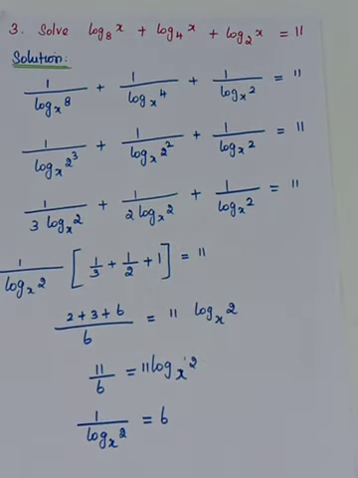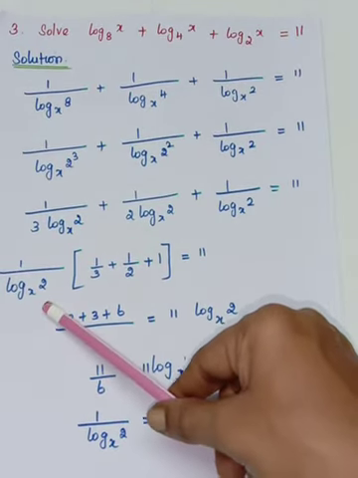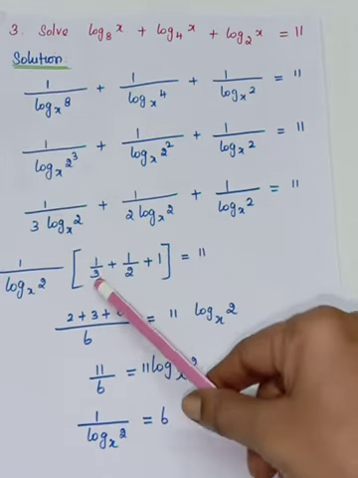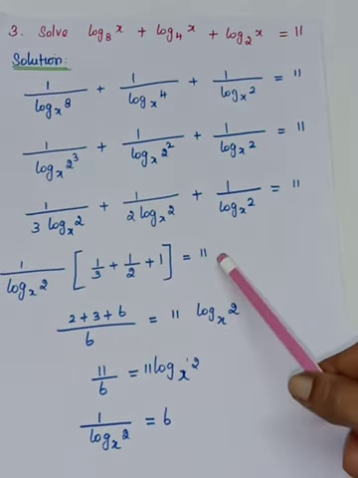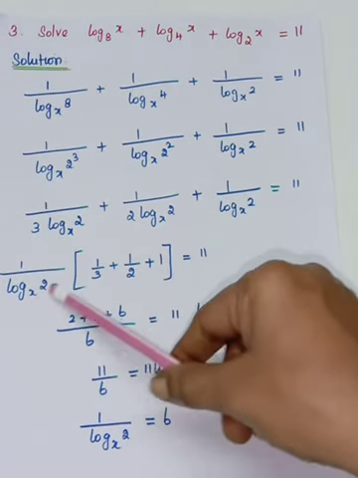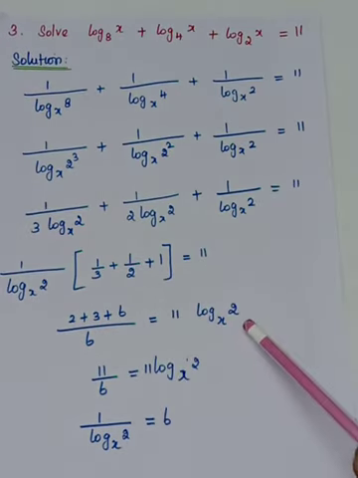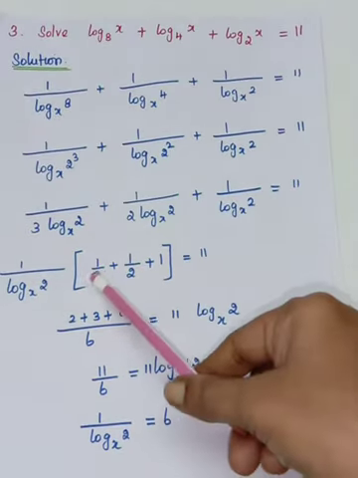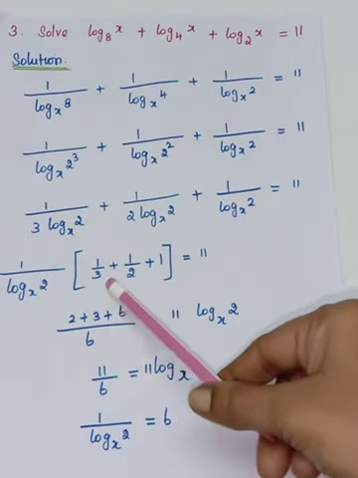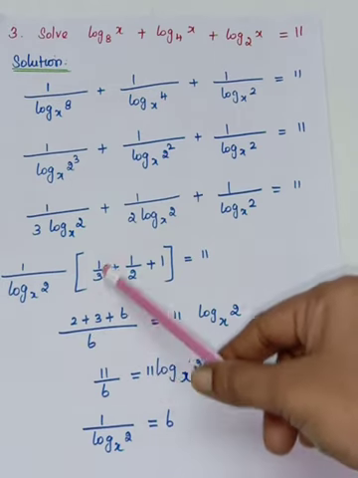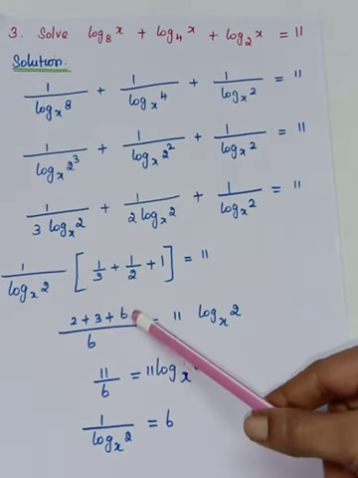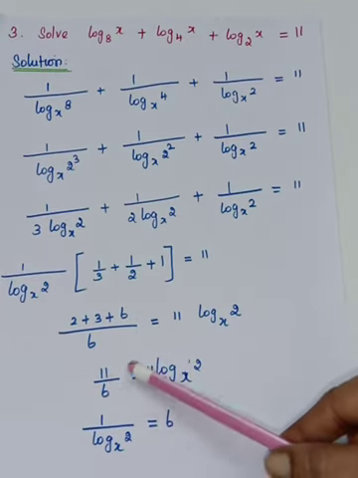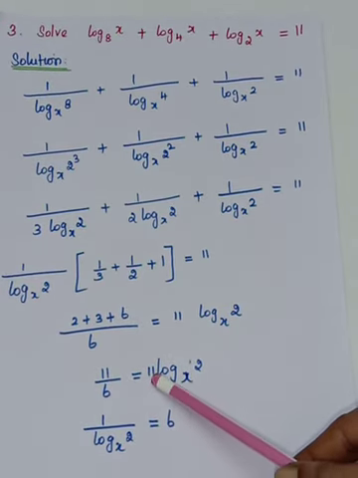From all the terms what is common? 1 by log 2 to the base x, isn't it? So if you take it out, what is remaining? 1 by 3 plus 1 by 2 plus 1 is equal to 11. So it is in the denominator. So when you take it to the other side, it will go to the numerator. You just take the LCM of these terms. What is the LCM? 6. So here 2 plus 3 plus 6. So what's the answer? It is 11. So this 11 and this 11 are getting cancelled.